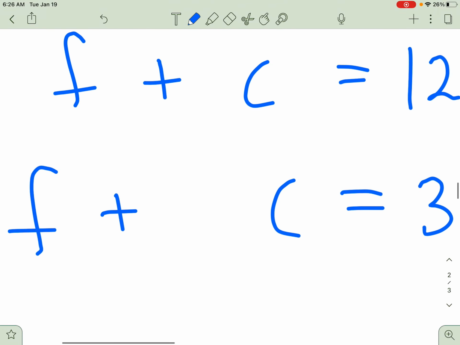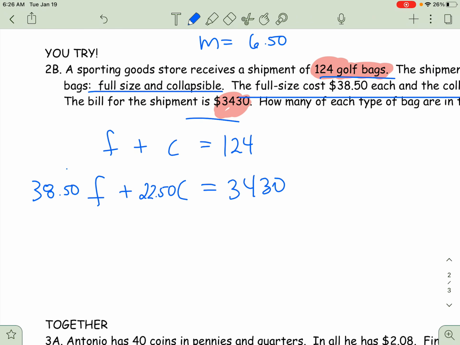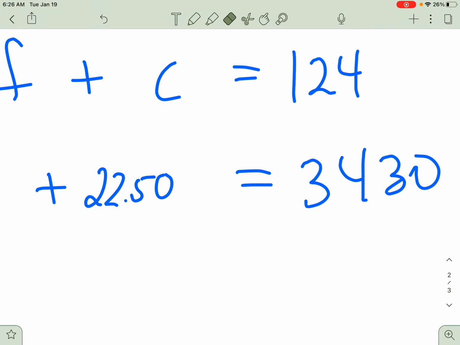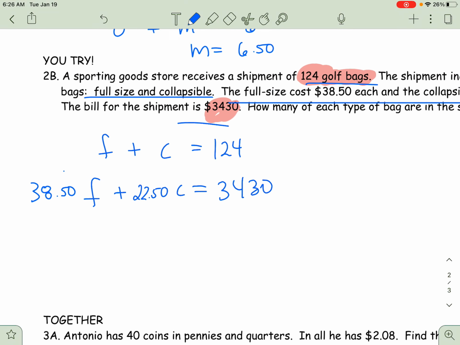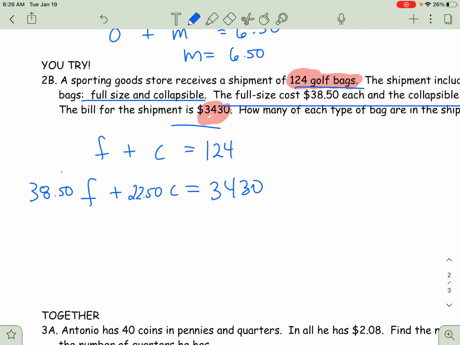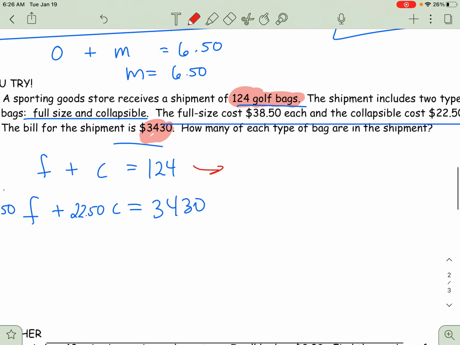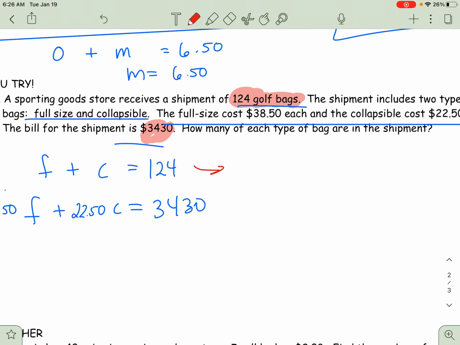And the collapsible is $22.50. Okay. All right, so we just set up our equations. Okay, well, these are clearly not going to be easy to do. And if I use elimination, which it's in standard form, so that might be easiest, but if I use elimination, then I'm multiplying by a weird number, right? So I'm actually going to use substitution in this case because I can do this in the top one.